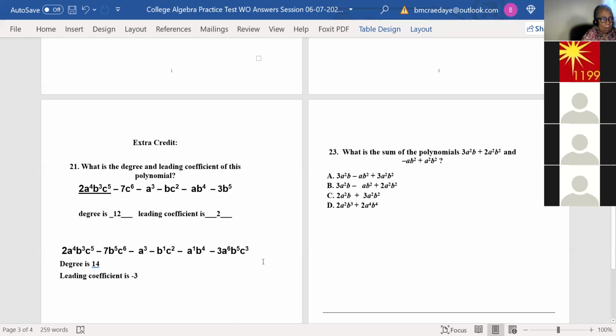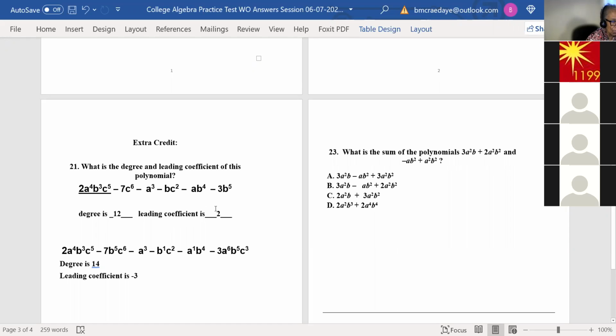Well, when you look, you see this says minus 3b to the 5th. This one says minus 3a to the 6th, b to the 5th, c to the 3rd. Not the same. Different. And this one says minus c to the 6th. This one said minus 7b to the 5th, c to the 6th. So I gave you a different polynomial. Make sure you understand how to find the degree of the polynomial.